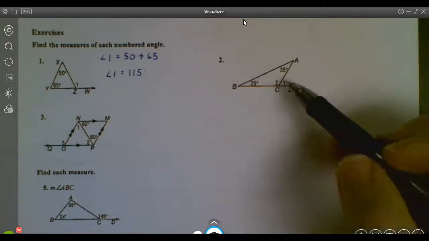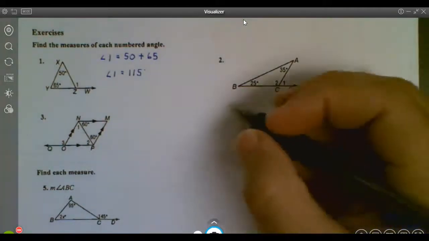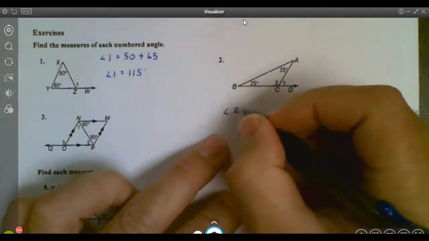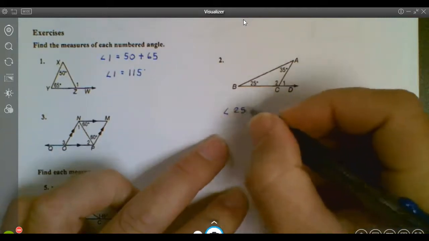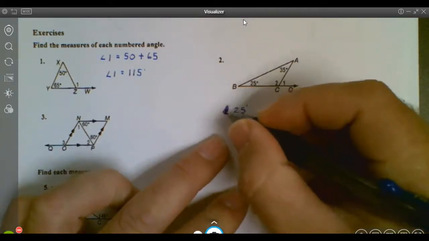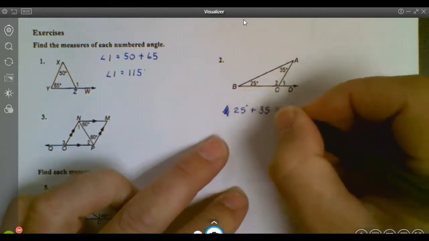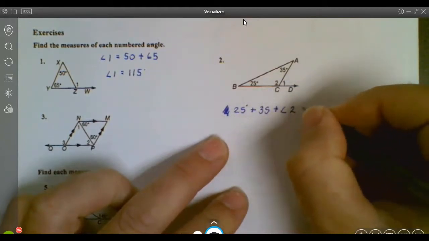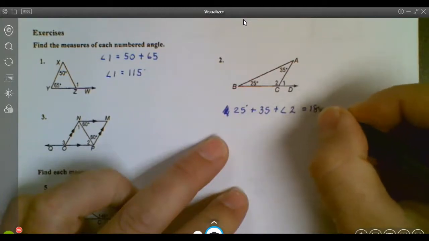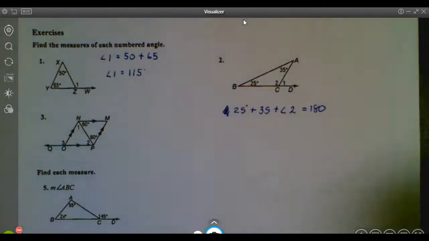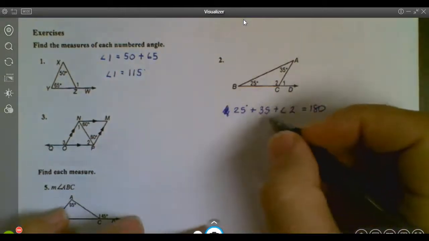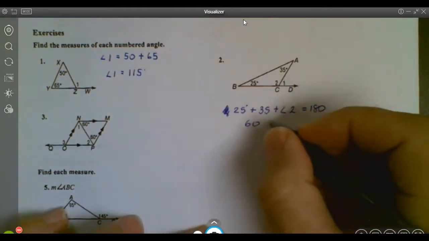So I could say that 25 degrees plus 35 degrees plus whatever angle 2 is adds to 180. That is the triangle sum theorem that we did in the first half of this lesson. So you could take this approach. Nothing wrong with it. Those guys add up to 60.